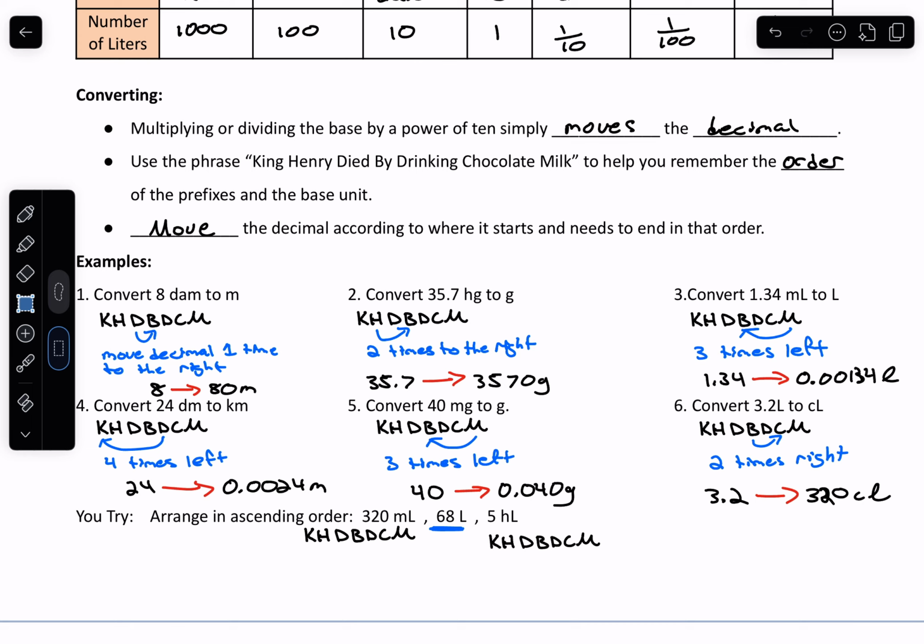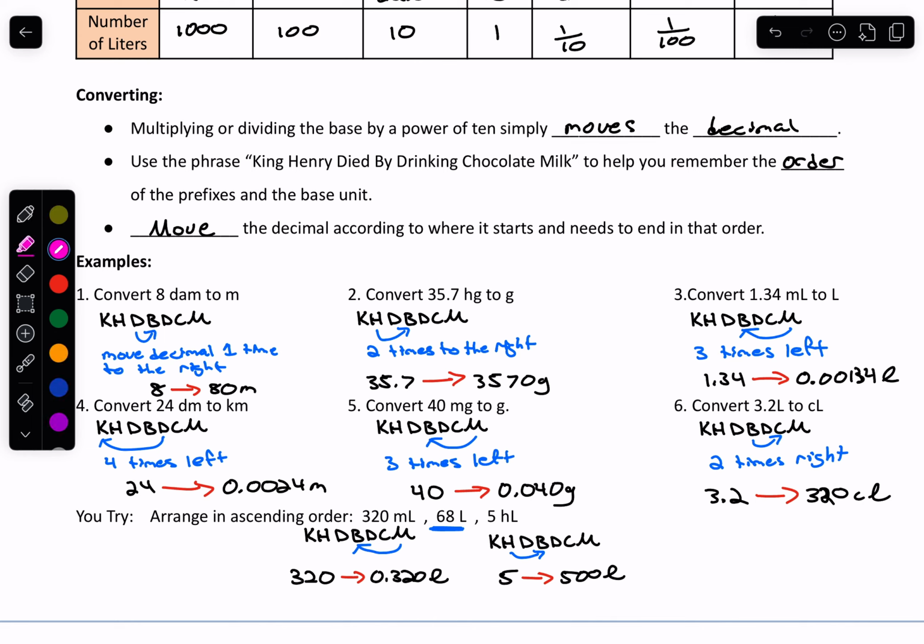So for 320 milliliters, if I want to go from milliliters to liters, I'm going to go from the M to the base unit. And so that's going to cause me to go from 320 to, when I convert it, I move 3 spots to the left. And so that's going to become 0.32 liters. If I do the same thing, my 5 hectoliters, I move that decimal 2 spots to the right. So 5 is going to get converted to be 500 liters. So I have 0.32 liters, 68 liters, and 500 liters.